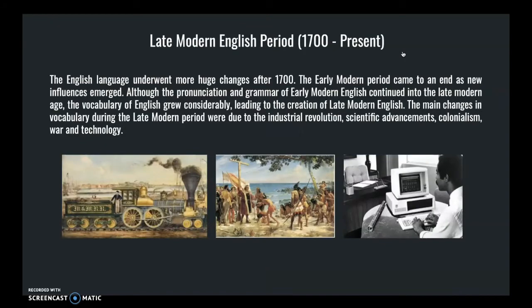During the late modern English period, which starts in 1700 to present day, the English language underwent more huge changes. The early modern period came to an end as new influences emerged, and also the pronunciation and grammar of early modern English continued into the late modern age. The vocabulary of English grew considerably, leading to the creation of late modern English. The main changes in the vocabulary during this period were due to industrial revolutions, scientific advancements, colonization, war, and technology.